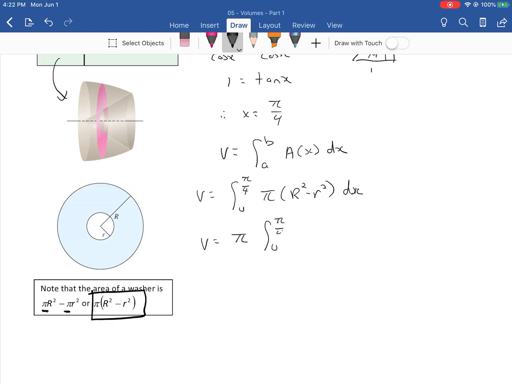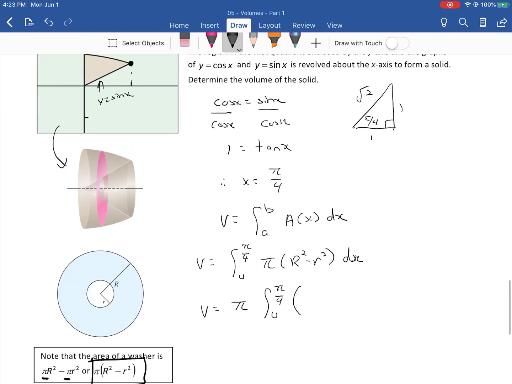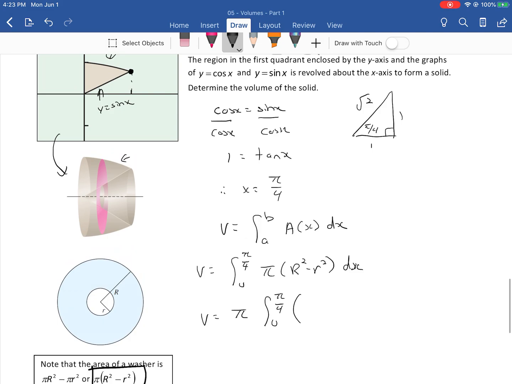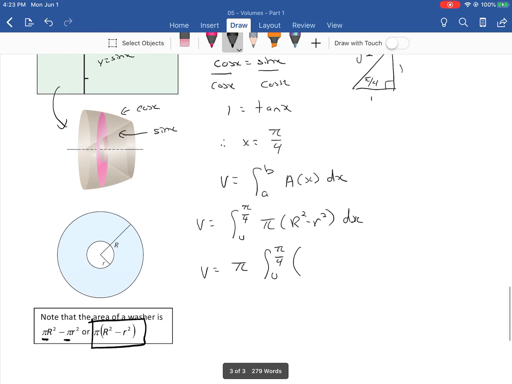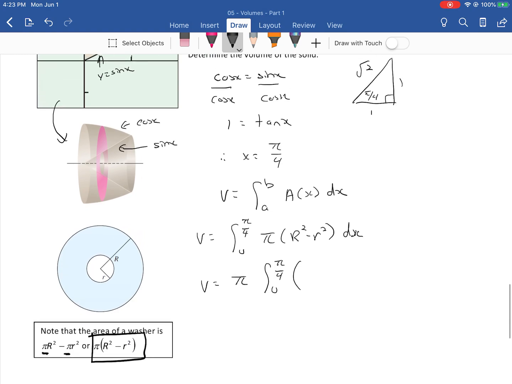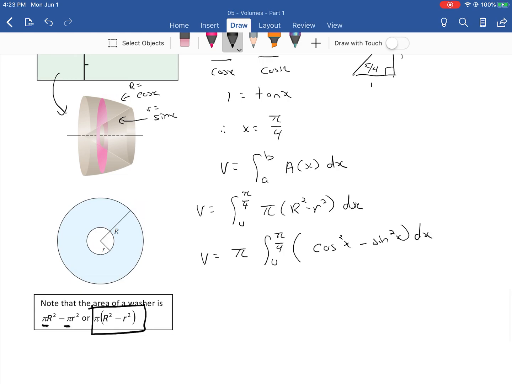Okay, so now with the washer, I'm going to do two things at once here. I'm going to common factor that pi all the way out front. Much more convenient to deal with it out there. And then inside here, the big R is the upper function, which was cos x. And the lower was the lower function, which was sine x. So on each of these, the radius of the big part, R, is cos x. The little r is sine x. So in each one, I got cos squared x minus sine squared x.